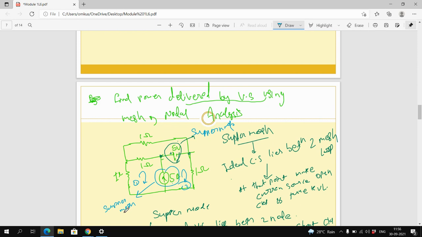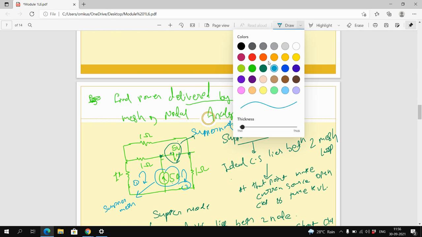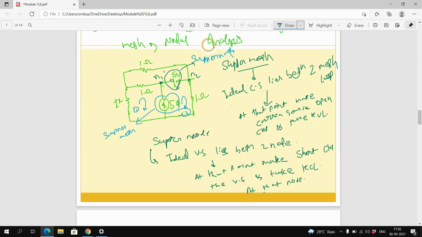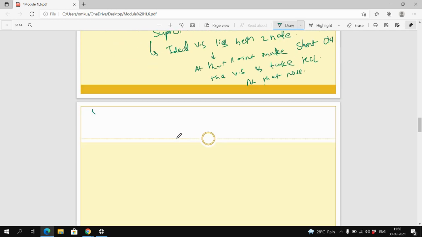So this acts as a super mesh, and similarly, this voltage source is present between these two nodes, so this acts as a super node, okay. So this is node 1 and this is node 2. So see the solution here. First I will take mesh analysis, okay.